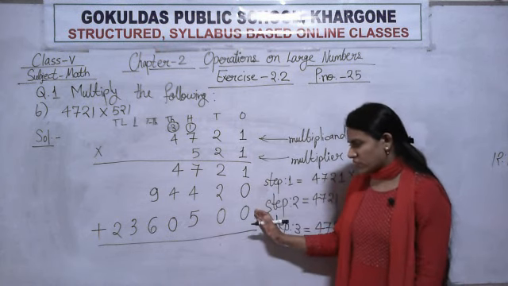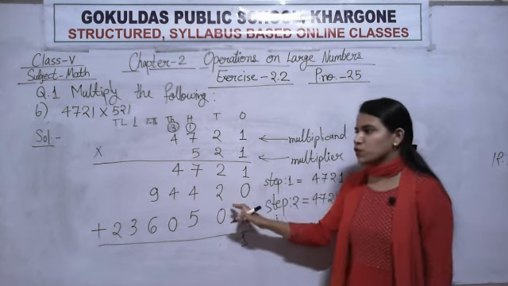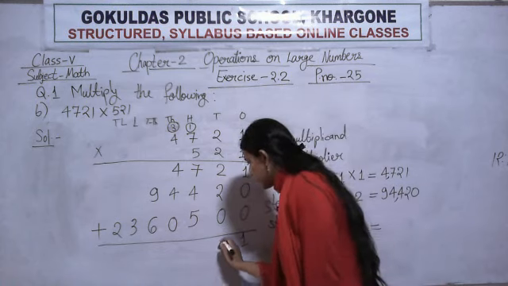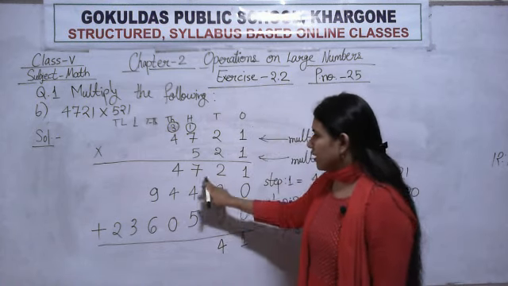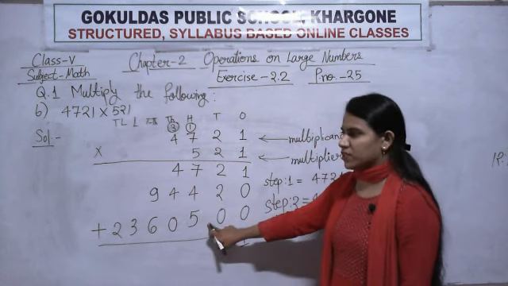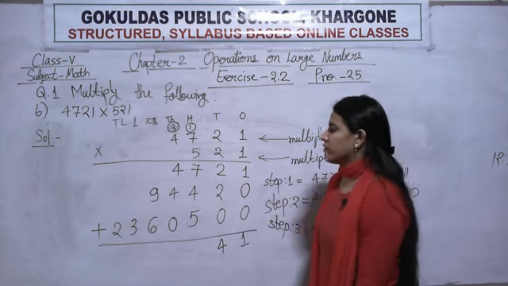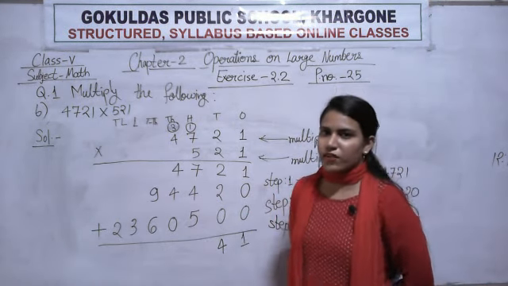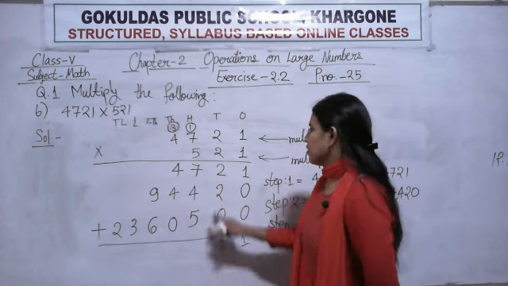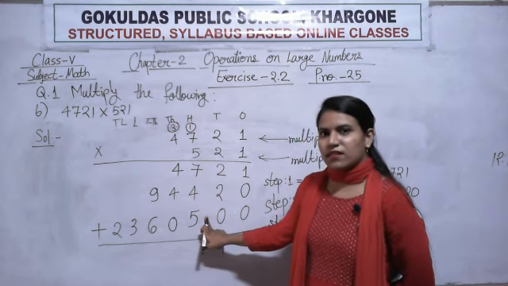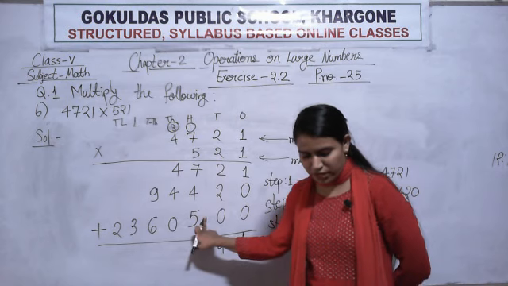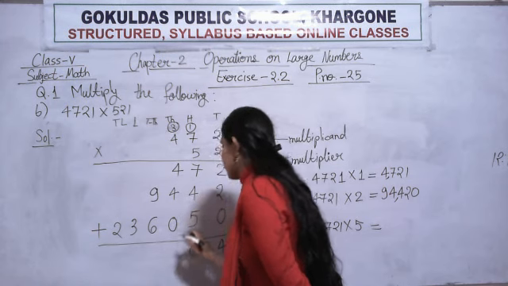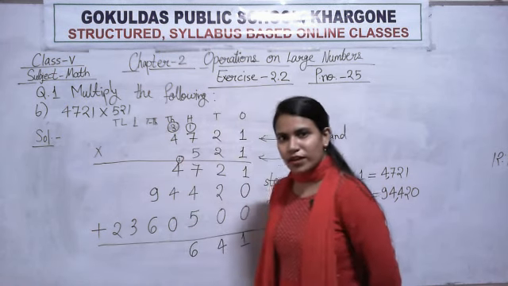1 plus 0 is 1. 2 plus 2 plus 0: 2 plus 2 is 4, 4 plus 0 is 4. So write 4. Now solve the next column. Add 7 plus 4 plus 5. Add all 3 digits. 7 plus 4 is 11. 11 plus 5 is 16. So you will write 6 over here. 1 will be regrouped with the next column.